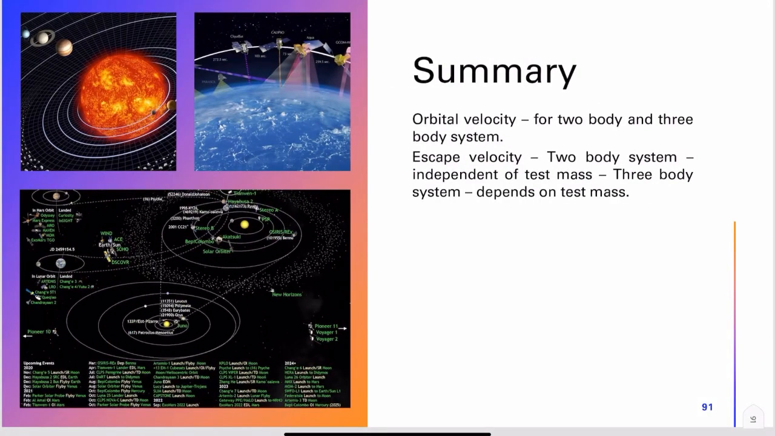So in summary of this, we have seen the orbital velocity for the two body and three body system. Both orbital velocity has been discussed. In case of escape velocity, in the two body system, the escape velocity is independent of the test mass, the smaller mass which is under the influence of two large celestial bodies, whereas in the three body system, the escape velocity depends on the test mass.